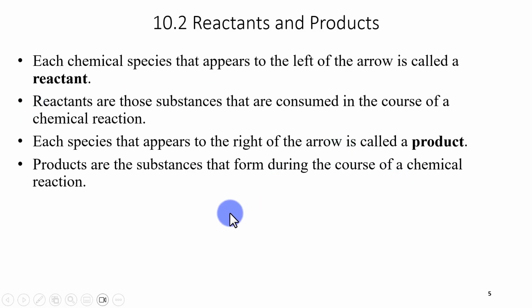However, the important thing to remember is that even though we're using up the reactants and forming products, we cannot create or destroy atoms. That means that elements on both sides have to be the same, so the same type of elements, and they also have to have the same number of atoms on both sides.